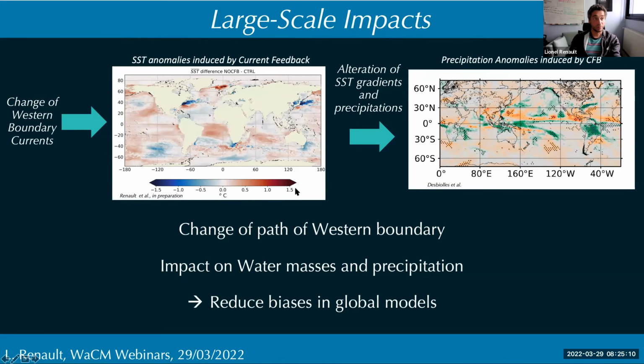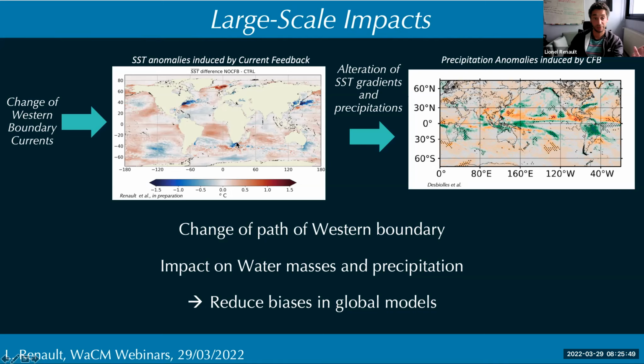And I'm almost done. So, large-scale impacts. Especially in the Western boundary currents, those changes of path have also a large-scale impact on sea surface temperature and then on the large-scale thermal feedback. This is the SST anomalies induced by the current feedback. Some of them are not significant, but for example, here over the Gulf Stream, we have a stabilization of the Gulf Stream induced indirectly by the current feedback. It changed the advection of temperature and then the SST gradients.